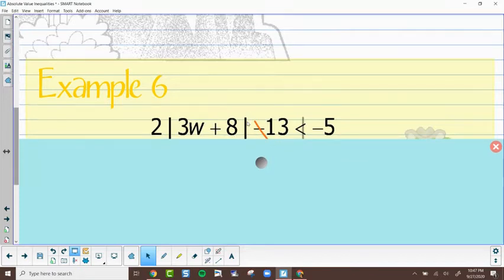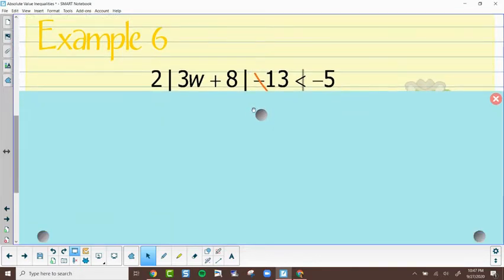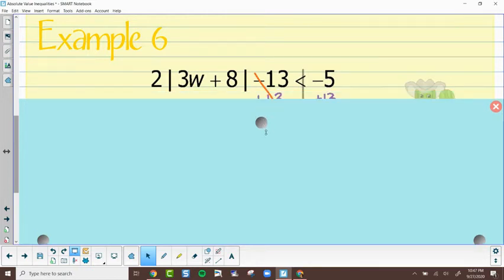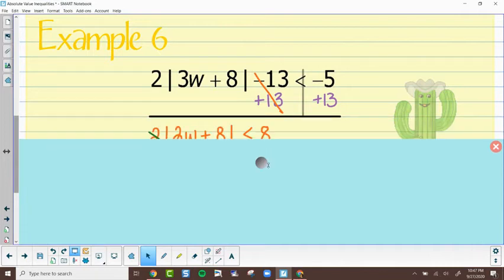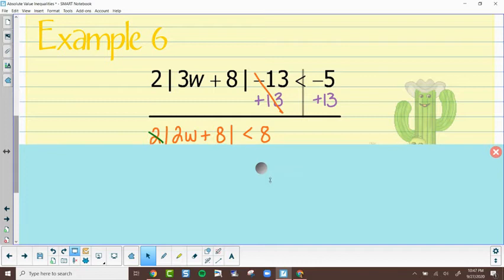Okay, welcome back. So I'm just going to walk you through example 6 real quickly. This was a little bit longer. So here, hopefully you added 13 to both sides. So you should have gotten positive 8. And then you can see that I divided everything by 2.